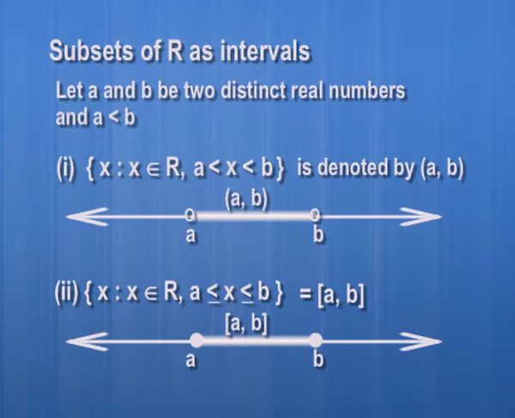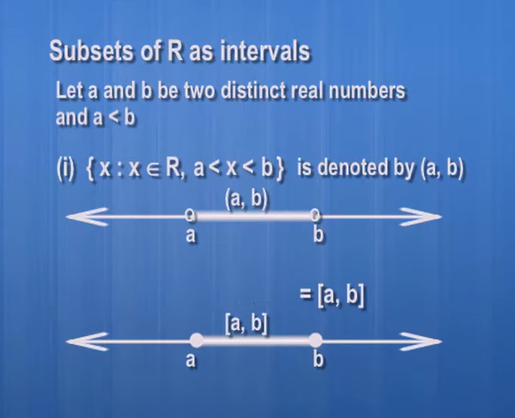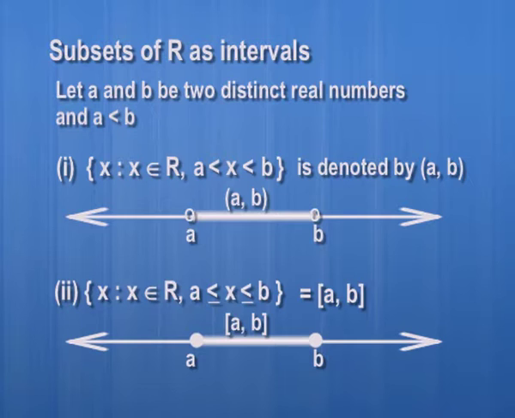Suppose we want to include numbers a and b. Then in set form, we will write it as the set of all x such that x is a real number, x is greater than or equal to a and less than or equal to b. This set is represented by a closed interval written like this. A was included, so a dark circle. B was included, so a dark circle, and the in-between portion is darkened.